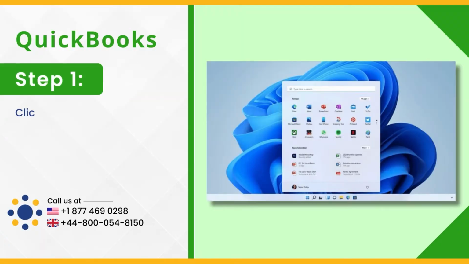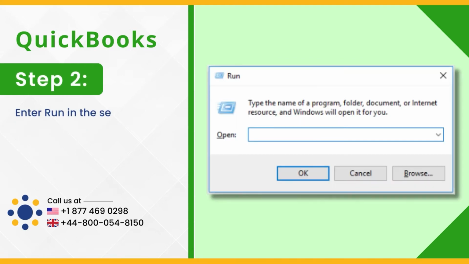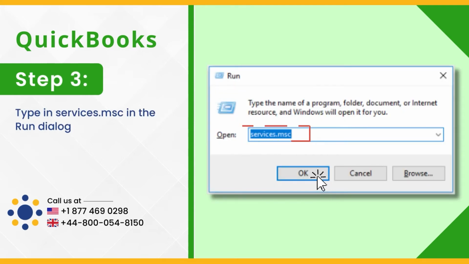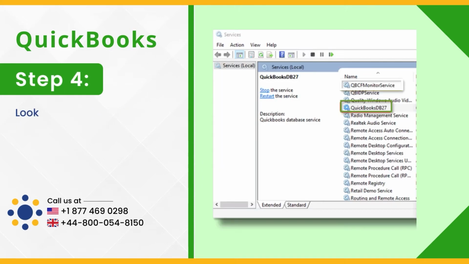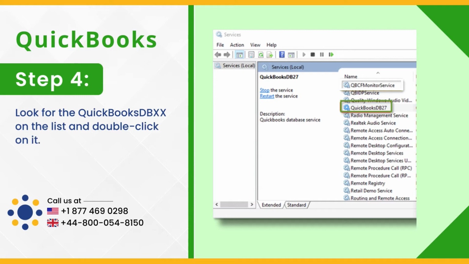Step 1. Click on the Windows Start menu on your server computer. Step 2. Enter Run in the search bar and open it. Step 3. Type in services.msc in the Run dialog box and press OK. Step 4. Look for the QuickBooks DBXX on the list and double-click on it.